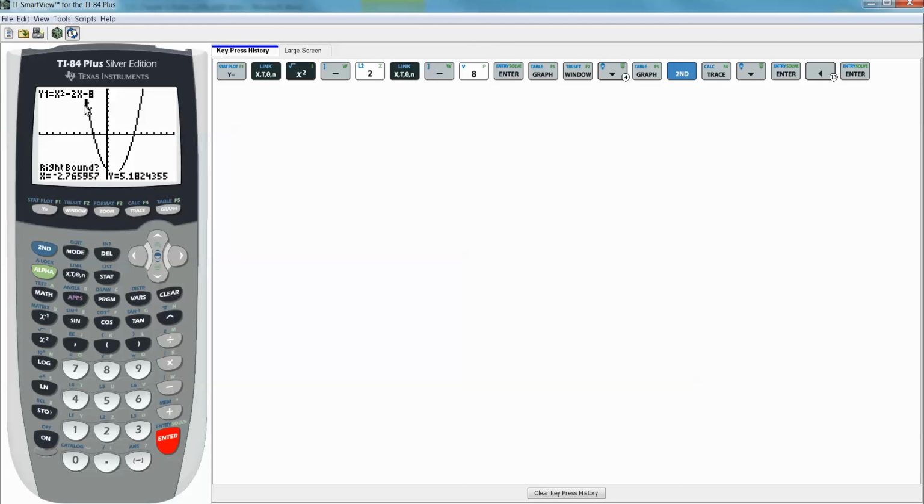All right, so now it started up a little arrow here, and it's saying, okay, what's your right bound? And that means you got to move with the right arrow. You got to move the cursor so that it's to the right of the 0.